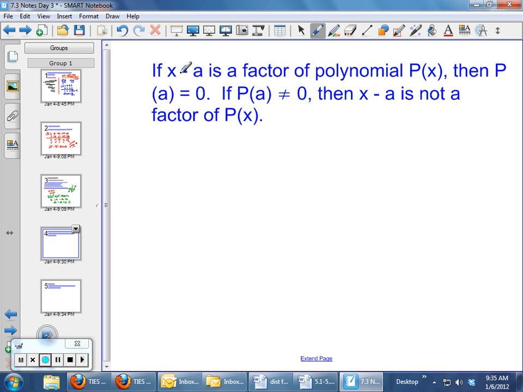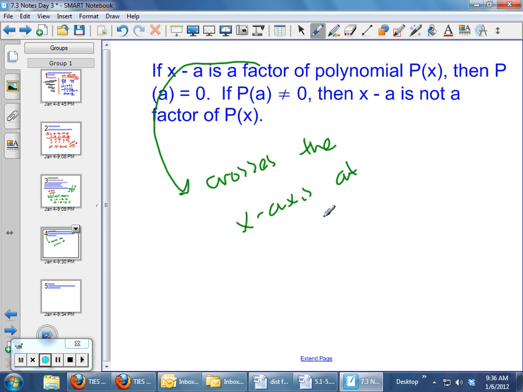So the idea here is if x minus a is a factor of a polynomial, p of x, then if you do p of a, that's kind of what we did. We did x minus 2, we just did p of 2. If that's 0, it's a factor. If it's not equal to 0, then it's not a factor. And moreover, if it is a factor, then that means it crosses the x-axis at a. Cool. I think the period's supposed to be inside there.